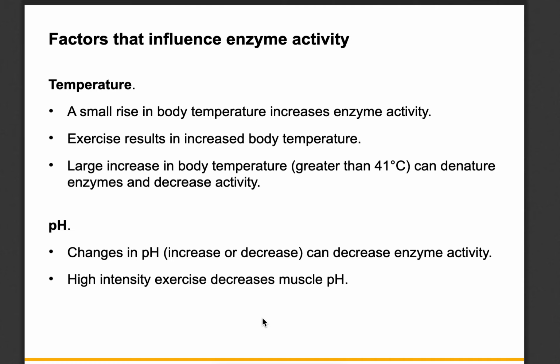It's also going to vary on where they're located. So think about in your stomach, you have stomach acid. So the enzymes in there will work at a much lower pH than something in your blood, which is a little bit more basic or neutral.